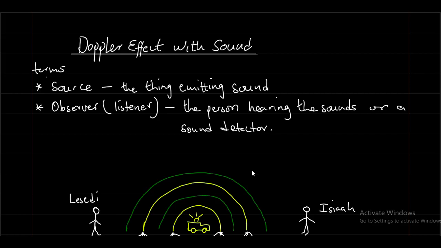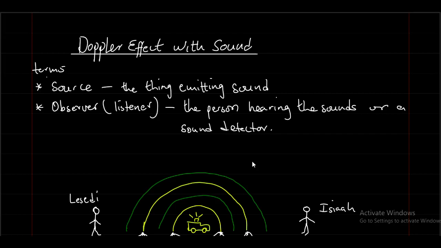Okay guys, have you ever experienced this? You are standing at a traffic light and there's an ambulance approaching with its siren on, emitting sound waves. As the ambulance is approaching you, you notice a change in the way the siren sounds, and as it is moving away from you, there's also a change that you can hear in the way the siren sounds.